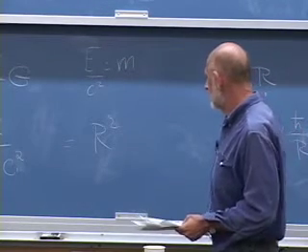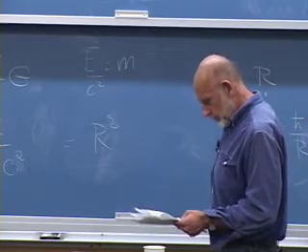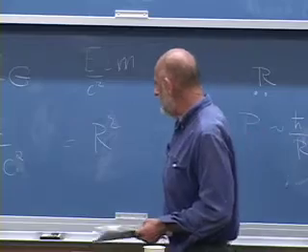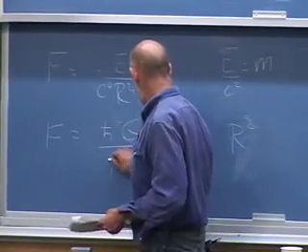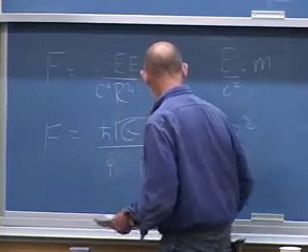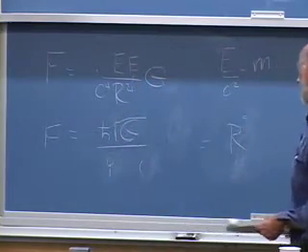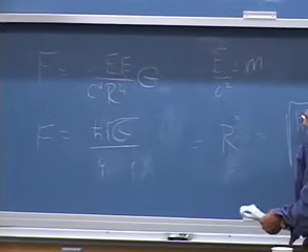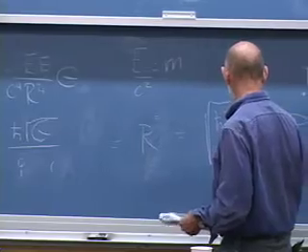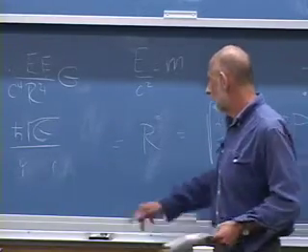What you read out sounded like you're just taking the square root on both sides. What am I going to get? I'm going to get ħ over c times the square root of G, right? Yeah, r, which is the square root of ħ²G over c².